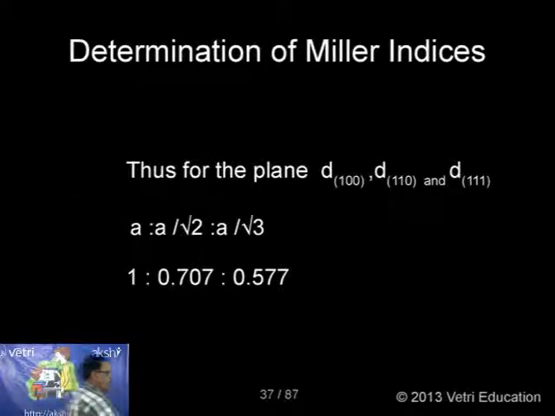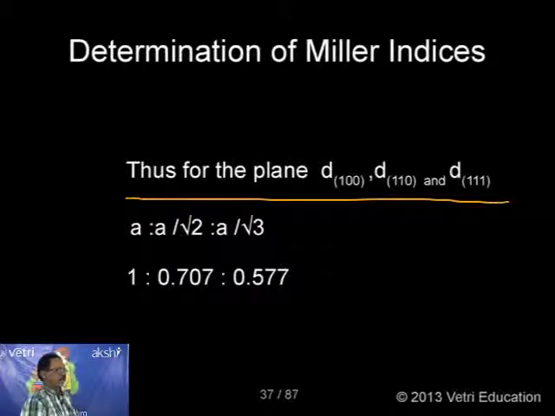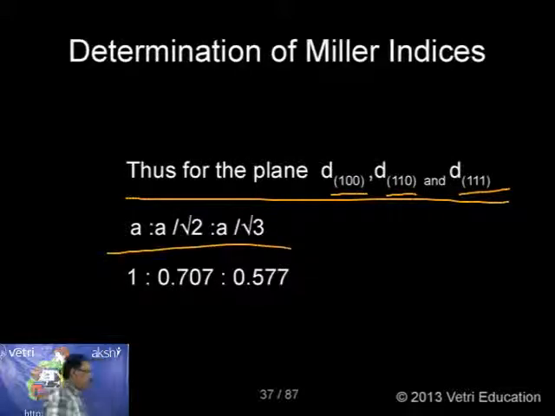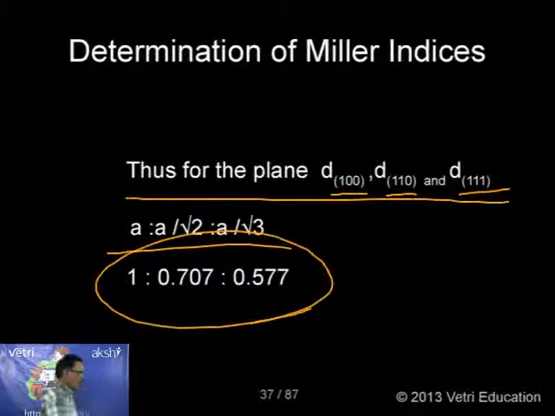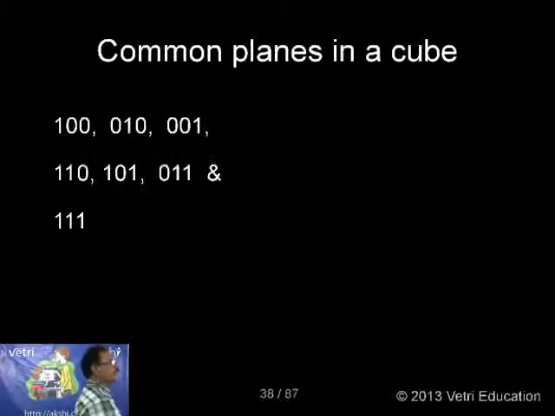Thus, for the planes in the case of a simple cubic lattice, D100, D110 and D111, the values will be in the ratio A is to A by root 2 is to A by root 3. The values will normally be 1 : 0.707 : 0.577. Normally, a question can be asked in IIT, so you can keep this in mind. The same way, you can give the values for body centered cubic lattice and face centered cubic lattice also.